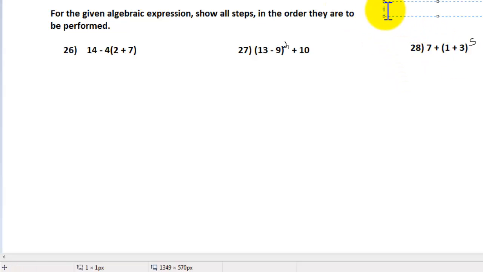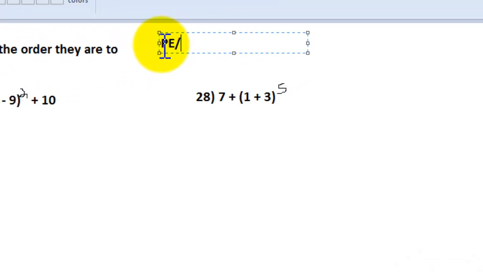which means parentheses, exponents, that's the E. However, with exponents can be square roots at the same time. And then M for multiplication, but multiplication and division are done at the same time but from left to right. And then addition, subtraction, it also goes from left to right. So it kind of looks more like this. Parentheses, exponents, square roots, multiplication, division, adding, subtraction.